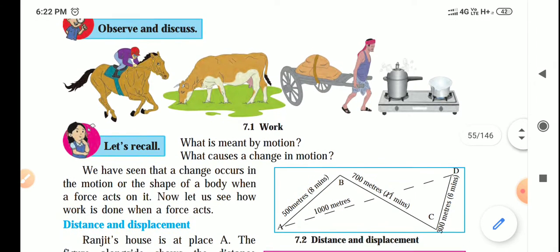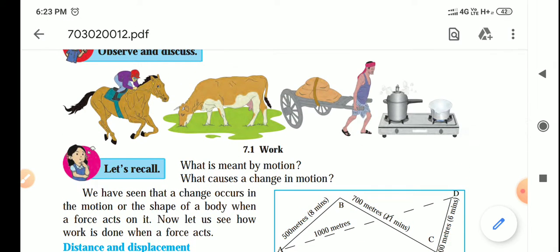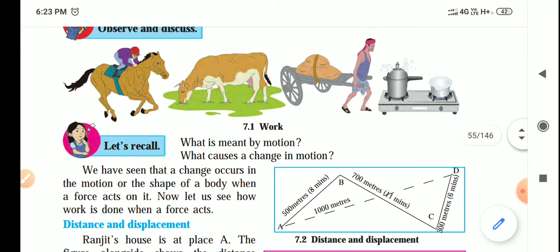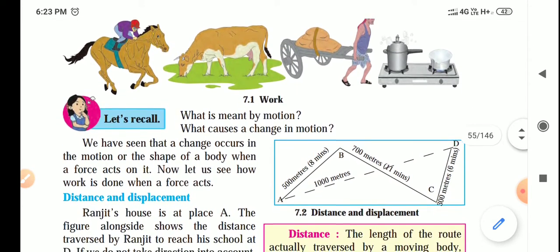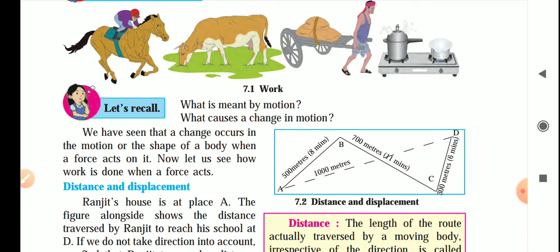So what is meant by motion? What causes a change in motion? We have already seen these things, that a change occurs in the motion or the shape of a body when a force acts on it. Now here in this chapter we will be seeing how work is done when force acts. So before studying that we need to understand what is distance and what is displacement. Such concepts need to be understood, then only we can study what is work.